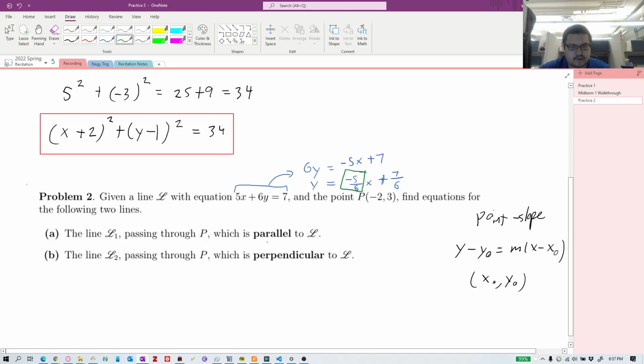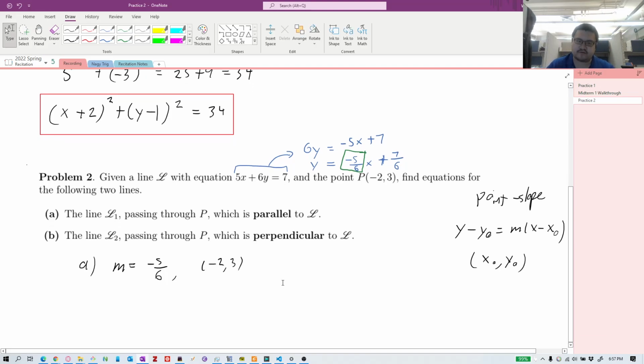For part A, we want a line that is parallel to the given line. That means that it has to have the same slope as the given line. So for A, maybe I will switch back to black. We want the same slope. We want m is equal to negative 5 over 6, and we want it to pass through the point negative 2, comma 3. And so we just plug that information into the point-slope formula. So that'll be y minus 3 is equal to m, negative 5 over 6, times x minus x naught, so x minus negative 2. That's going to turn into a plus, x plus 2.